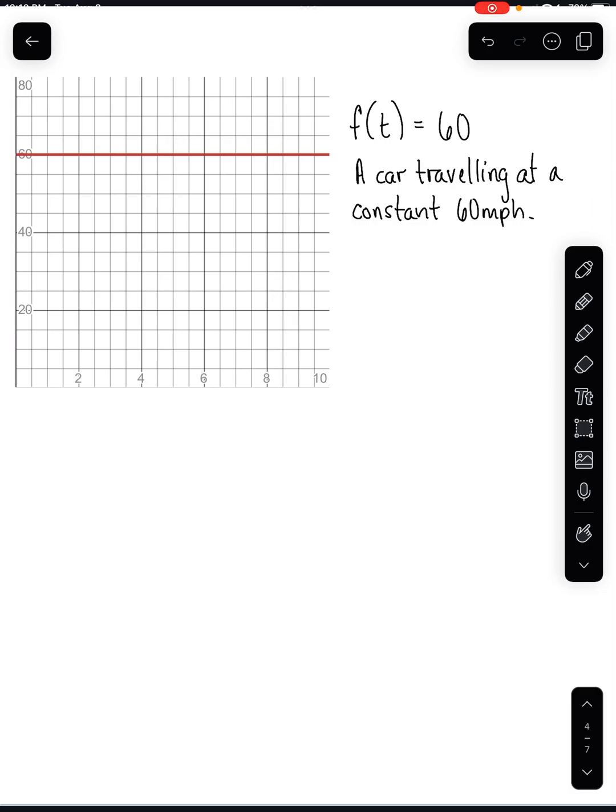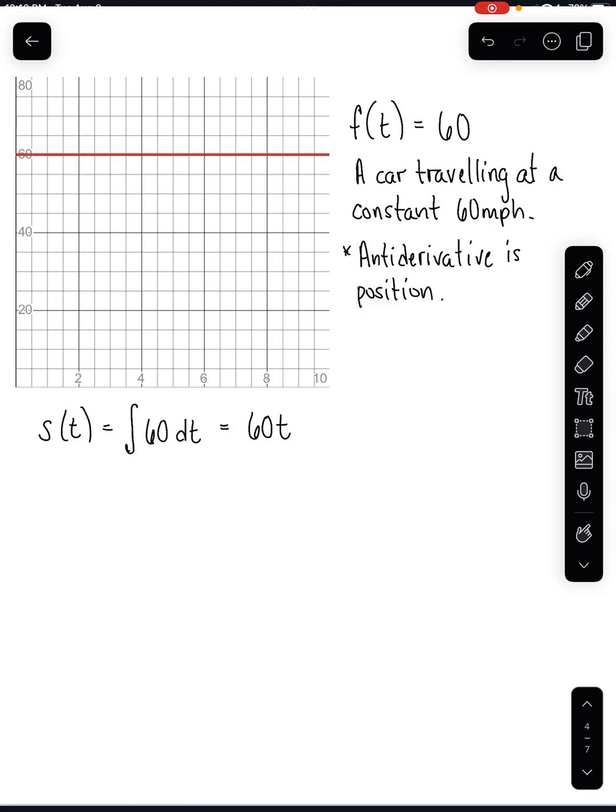Now, we know from dealing with antiderivatives that if this is the velocity function, then its antiderivative should be position. So, if we were to simply find a general antiderivative, it would be the integral of the constant 60, which would give us 60t. Now, I'm going to leave off the constant of integration for the moment, and we'll see why in a moment.